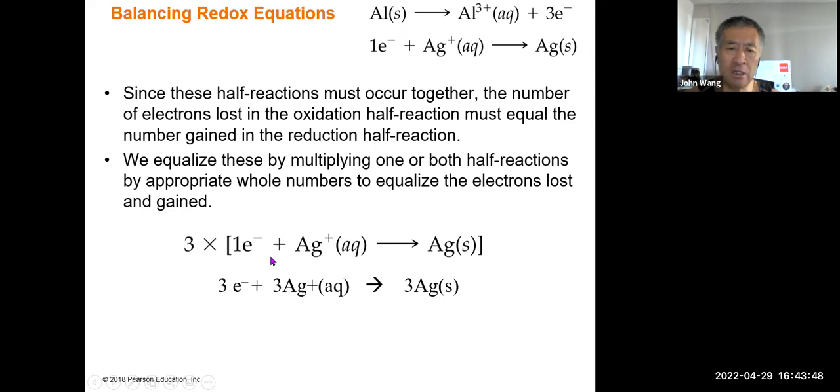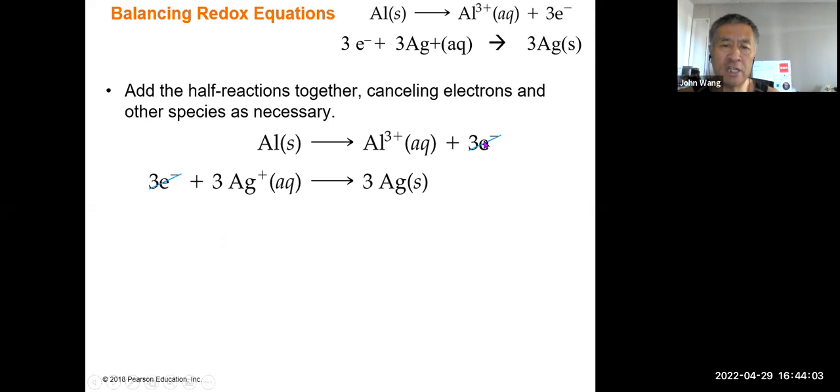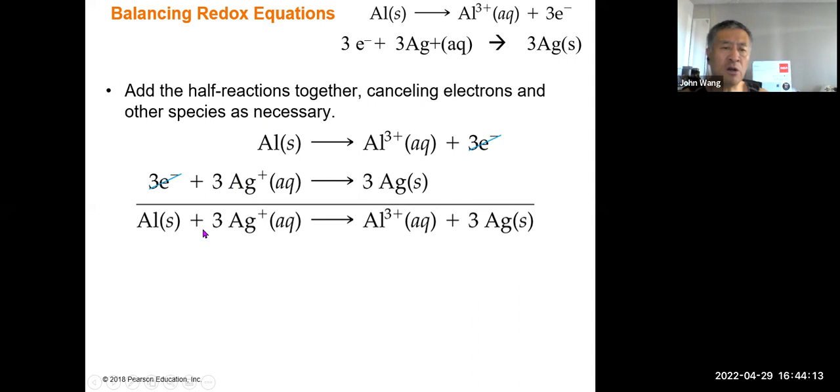Now we can add them together. So now we copy here. We have two equations. Both of them have 3 electrons. And then you just add them together. What happens is the electrons cancel out. Then this is the leftover of the reactant, this is the leftover of the product. So therefore, our overall equation will be Al plus 3Ag+ produce Al3+ plus 3Ag solid.